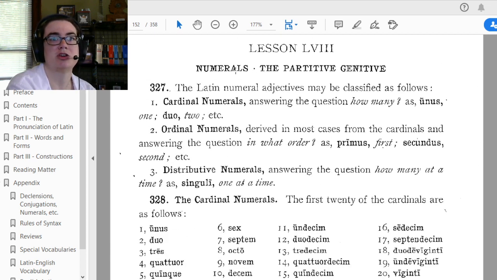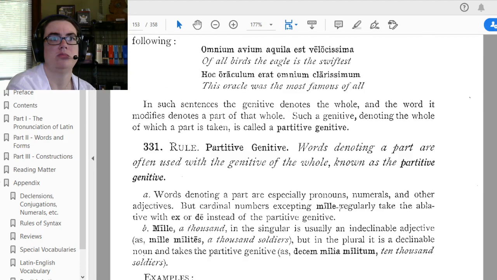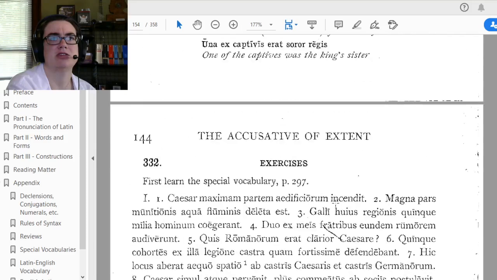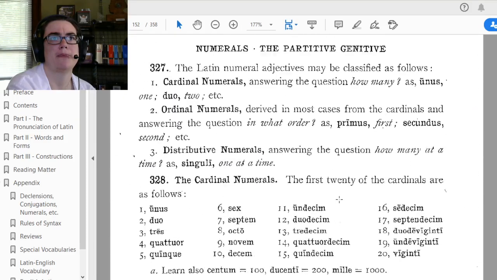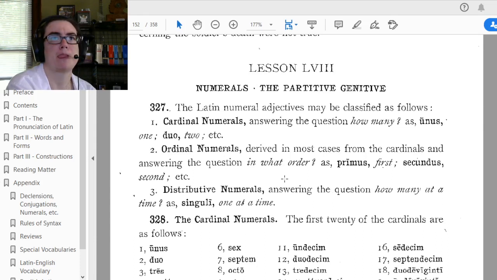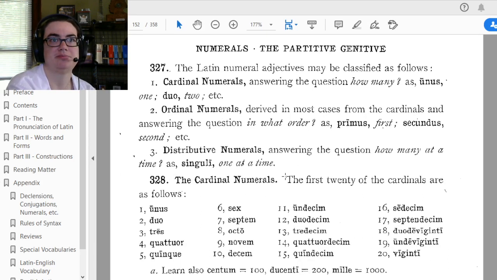Now we're totally switching gears and talking about numbers and then the partitive genitive. I guess accusative extent is in the next chapter, so we'll do that on Tuesday. All right, numerals. The Latin numerals can be classified as follows. There's cardinal numbers, the ones for counting: 1, 2, 3. Ordinal numbers give the order of things: first, second, third. Distributive numerals, I didn't even know that was a category, but they certainly exist: 1 at a time, 2 at a time, 3 at a time. So that's way less of a thing.